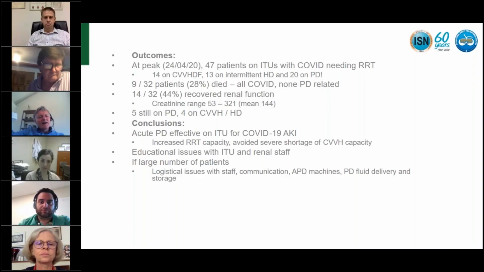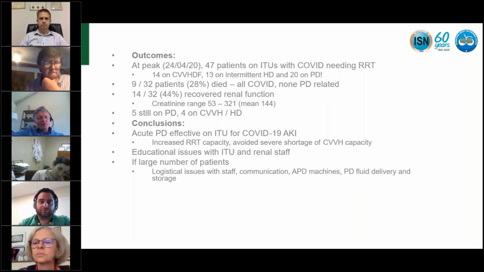Of the remaining 9 patients, I think 5 are still on PD, 4 are currently on CVVH or intermittent hemodialysis. One of those is a scrotal leak. 2 of them have gone back to continuous renal replacement therapy because of ITU prejudices, I suppose, or preferences, and 1 was because the PD wasn't really working well enough. So our conclusion is that acute PD is effective on ITU for COVID.